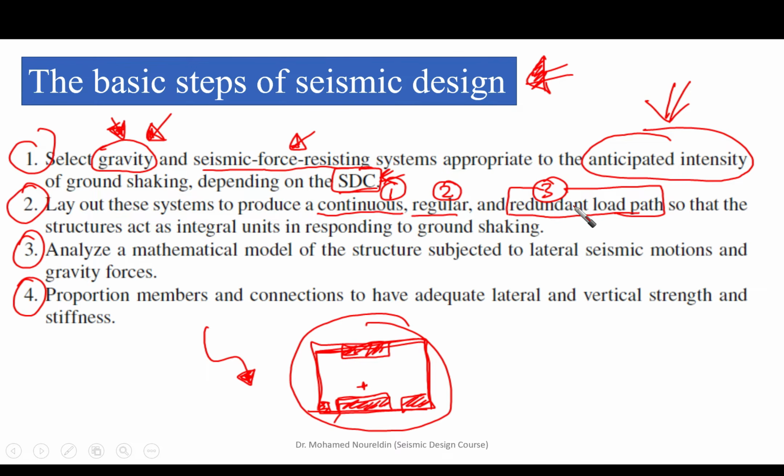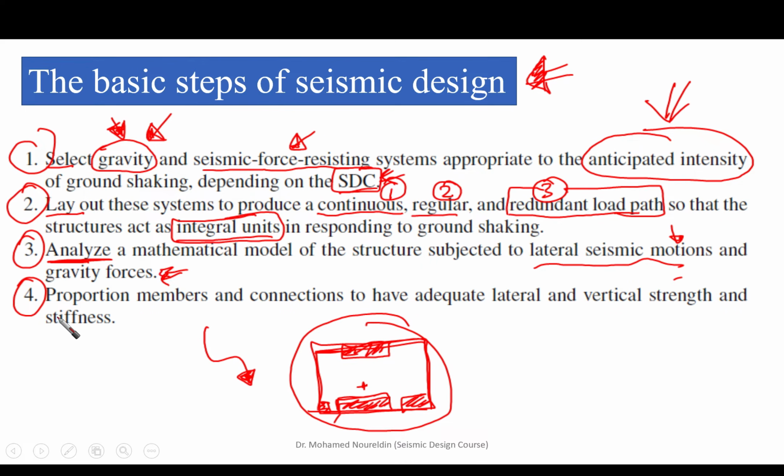Okay, we are going to control each one of them using some factors as we are going to see shortly, so that the structure acts as integral units in responding to ground shaking. Integral means that all units are connected together. Okay. And number 3, analyze. So after selecting and laying out, then we are going to make the analysis, right? So analyze a mathematical model of the structure subjected to lateral seismic motions and gravity forces. These are the forces that we are going to design and analyze our structure with.